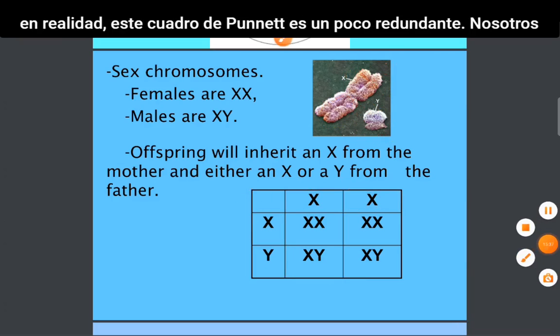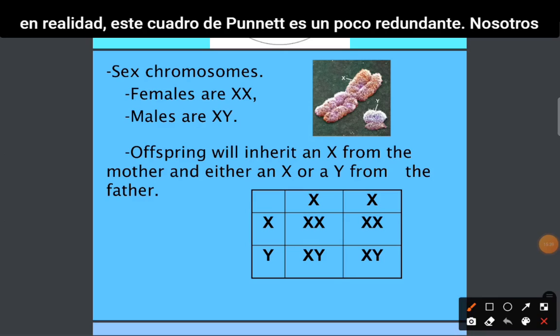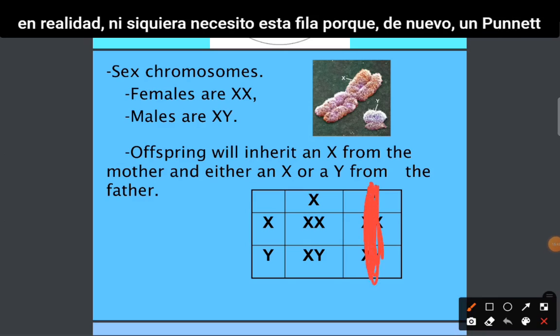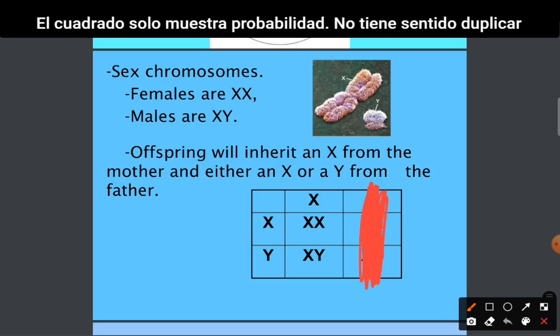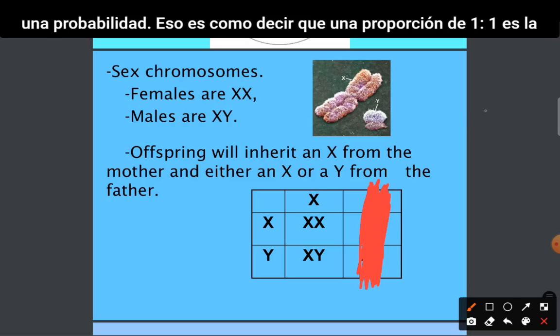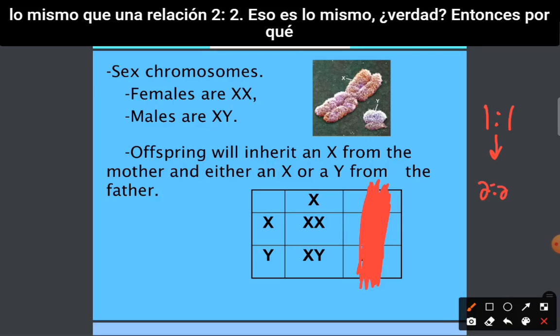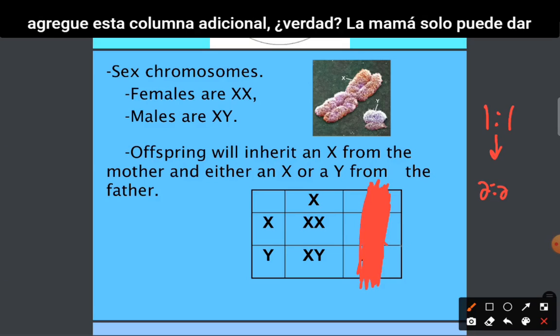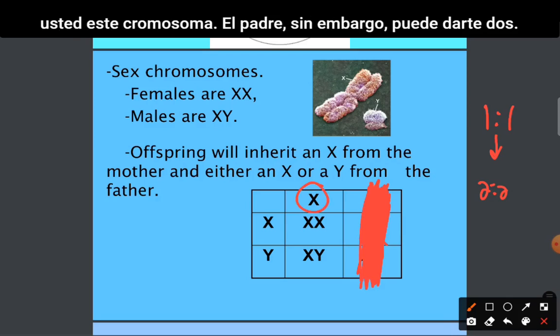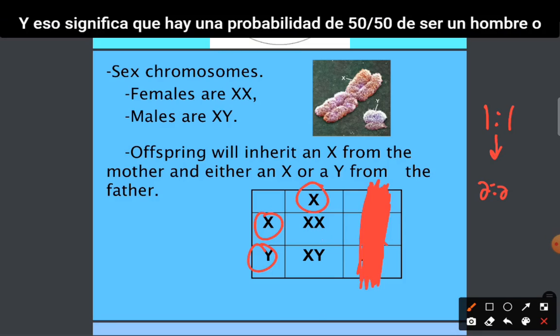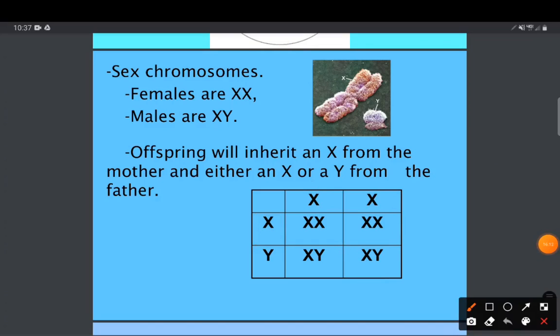And actually, this Punnett square is a little bit redundant. We don't actually even need this row, right? Because again, a Punnett square just shows probability. There's no point in doubling a probability. That's like saying a 1-to-1 ratio is the same as a 2-to-2 ratio. That's the same thing, right? So why add this extra column? The mom can only possibly give you this chromosome. The father, however, can give you two. And so that means there's a 50-50 shot of being a male or a female, which should make sense.